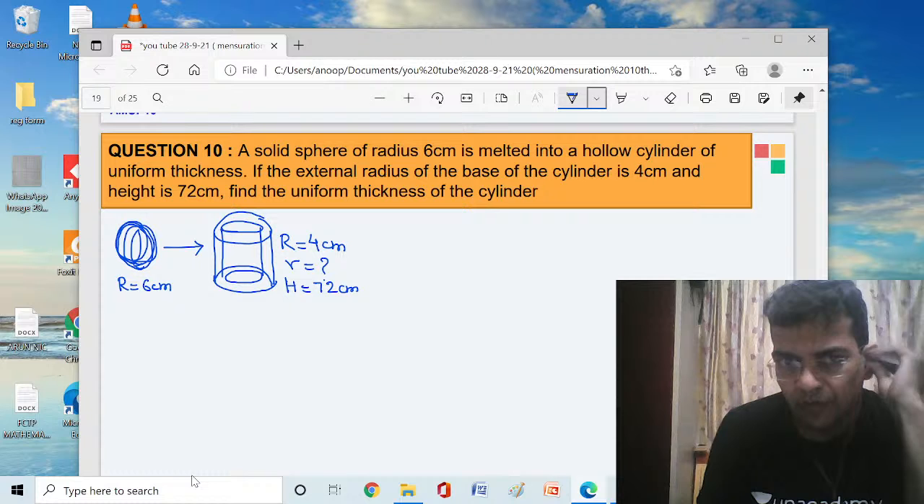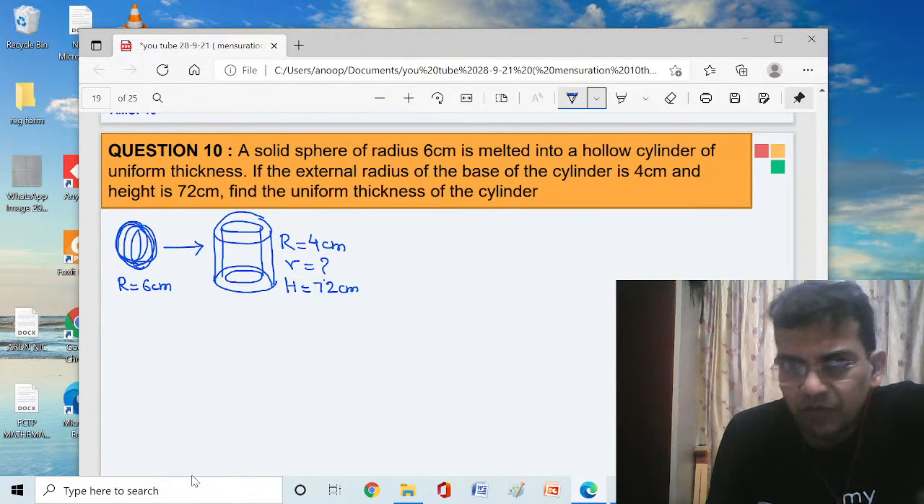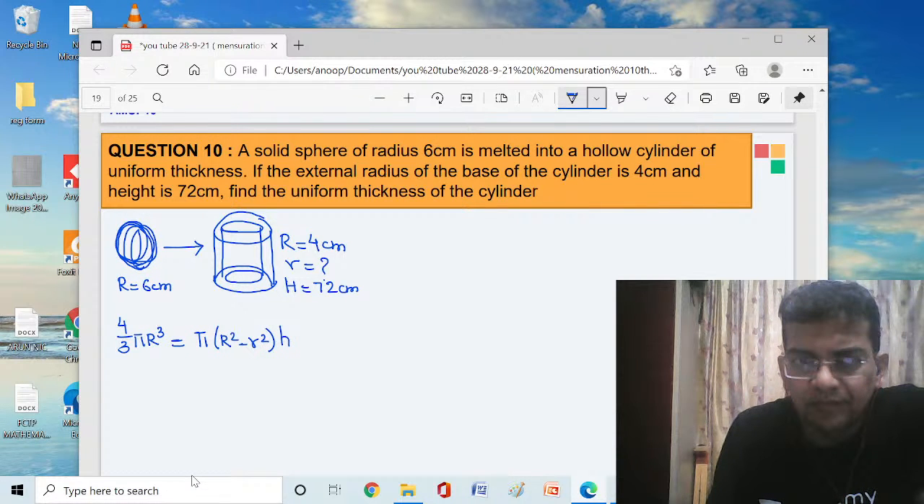So here what we can do, again we are going to equate. Whenever a solid is melted and transformed to another shape of solid, you have to equate the volume. So let's equate the volume. So volume of a sphere formula, it's 4 by 3 pi r cube, right? On the right side it is a hollow cylinder, so the formula will be pi, capital R square minus small r square into h. So first of all, we can cancel out pi here.